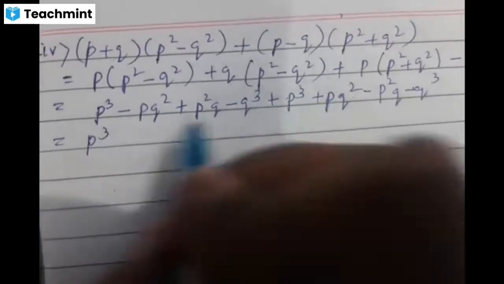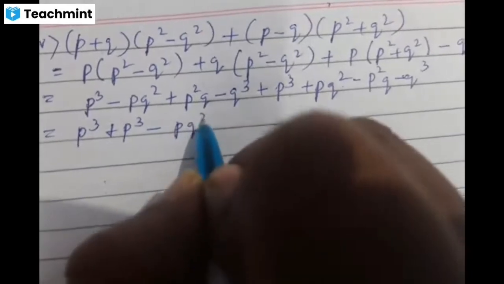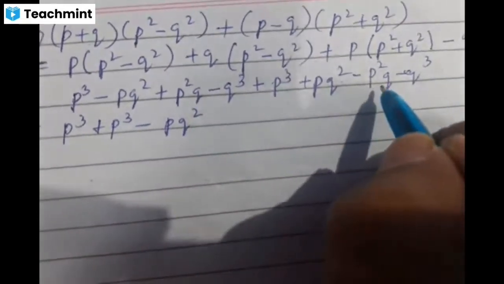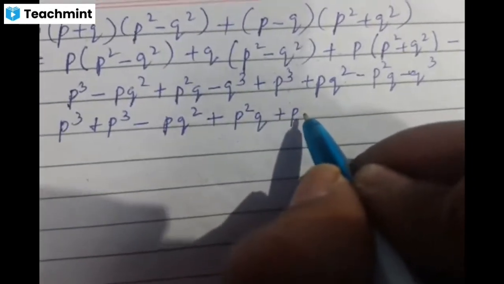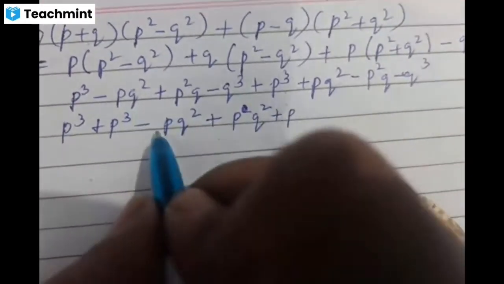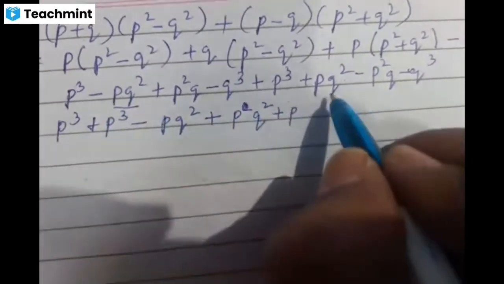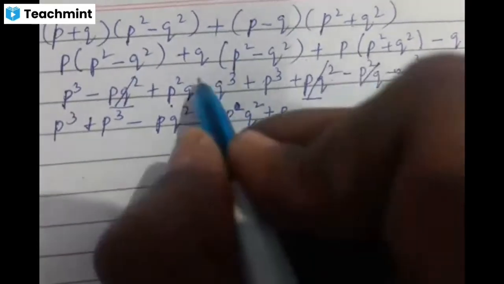and then you have one more P cube. P cube and P cube. Minus PQ square: you don't have any PQ square term, children, you write one time, and then plus P square Q, you have one more P square Q. Minus PQ square and plus PQ square get cancelled. Plus P square Q and minus P square Q get cancelled.